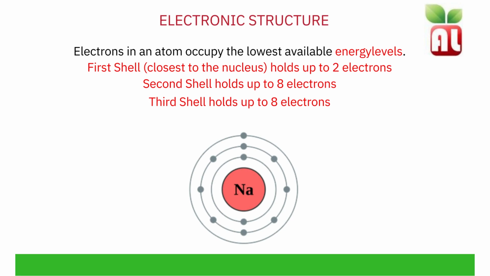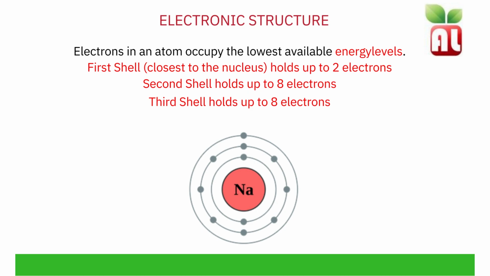Electronic structure. Electrons in an atom occupy the lowest available energy levels. The first shell, closest to the nucleus, can hold up to 2 electrons. The second shell holds up to 8 electrons, and the third shell holds up to 8 electrons.